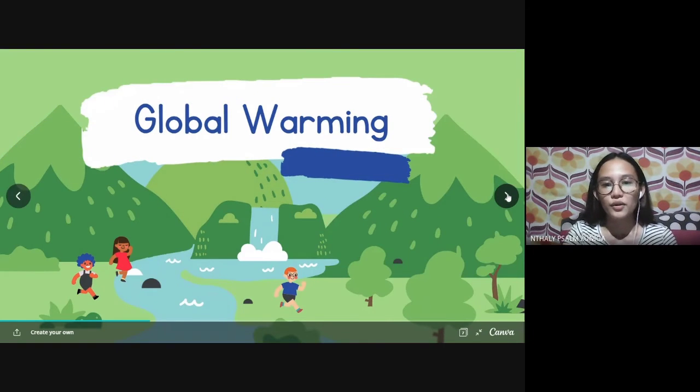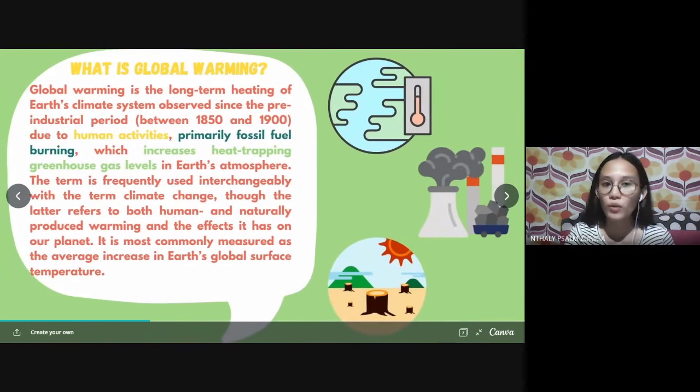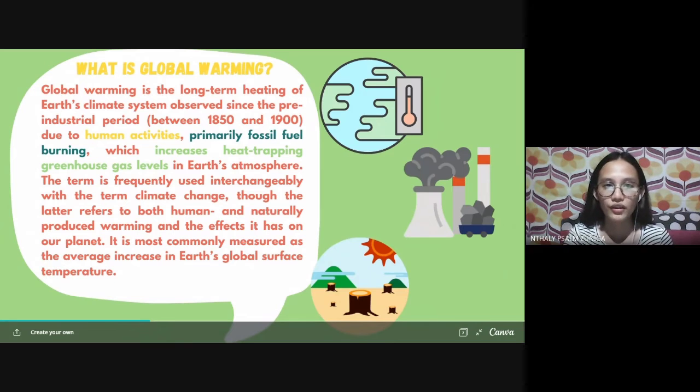Let us define global warming. As we all know, global warming is the long-term heating of Earth's climate system observed since the pre-industrial period between 1850 and 1900s due to human activities, specifically fossil fuel burning, which increases heat-trapping greenhouse gas levels in Earth's atmosphere. The term is frequently used interchangeably with the term climate change, though the latter refers to both human and naturally produced warming and the effects it has on our planet. It is most commonly measured as the average increase in Earth's global surface temperature.